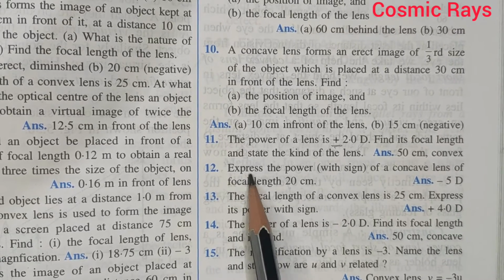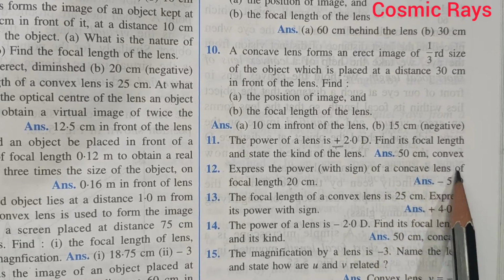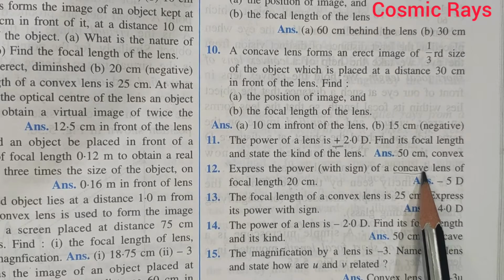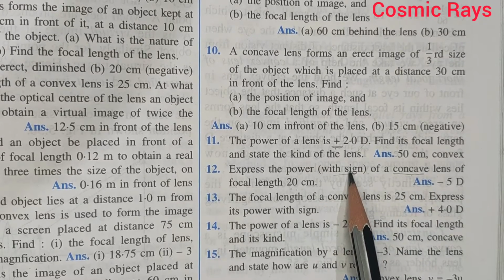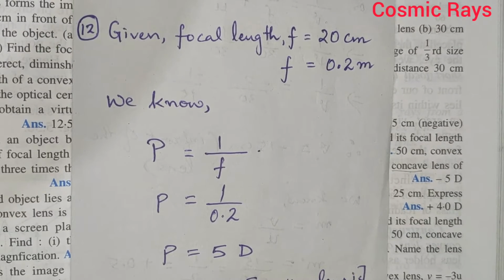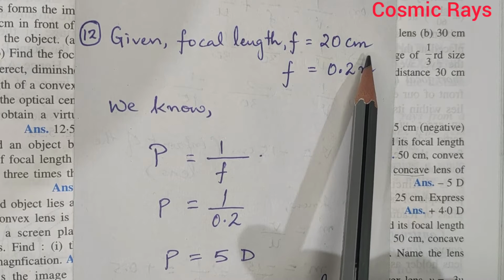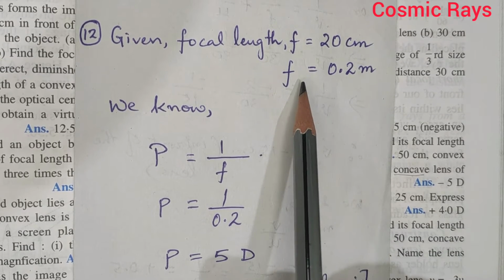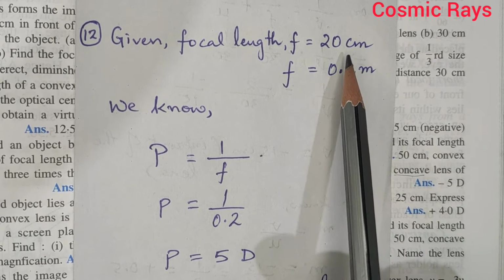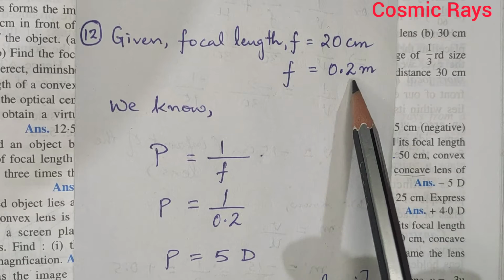It says express the power with sign of a concave lens of focal length 20 centimeter. The moment they say concave lens, we know that the sign is going to be negative. So let's do it. Here the focal length is given as 20 centimeter. The formula says that focal length has to be put in terms of meters. So we convert it by dividing by 100. So we get focal length is equal to 0.2 meters.